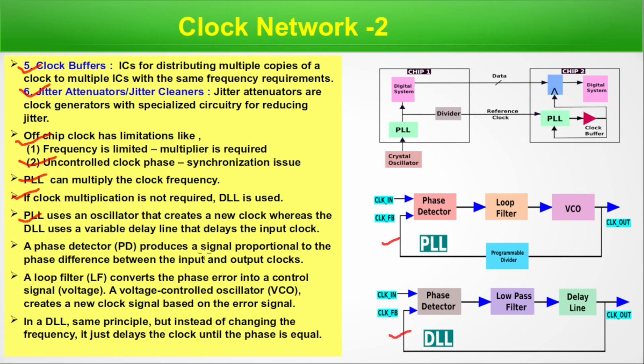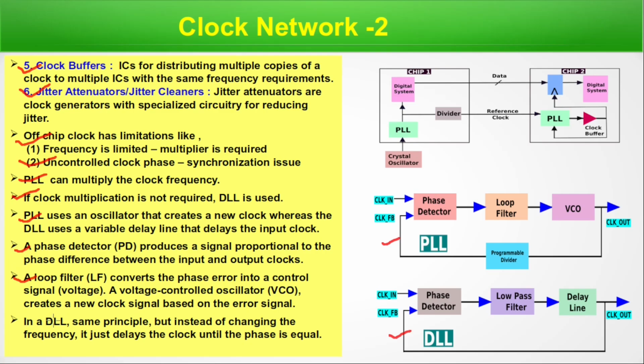the input clock. A phase detector produces a signal proportional to the phase difference between the input and output clock. This is a phase detector, loop filter and VCO, and there is a feedback path. Programmable divider. In DLL, there is a low pass filter and a delay line. So, a phase detector produces a signal proportional to the phase difference between input and output clock. A loop filter converts the phase error into a control signal. A voltage-controlled oscillator creates a new clock signal based on the error signal.